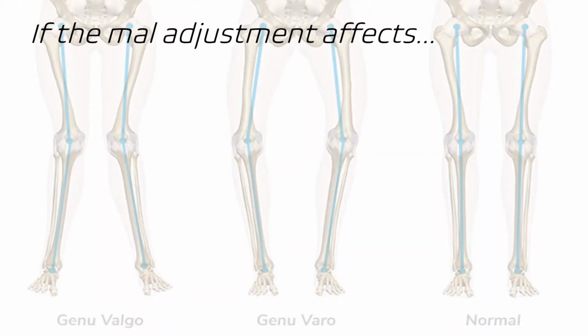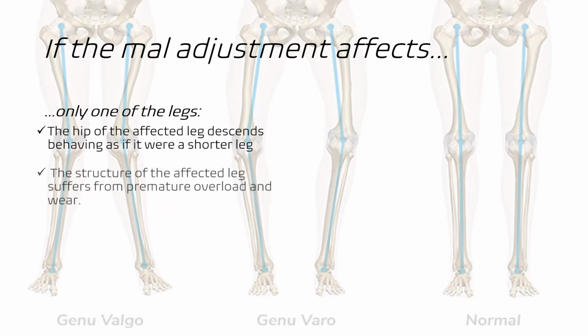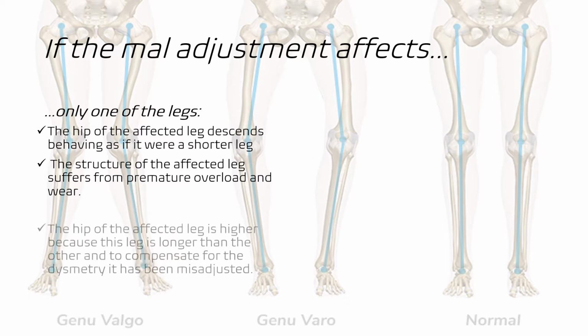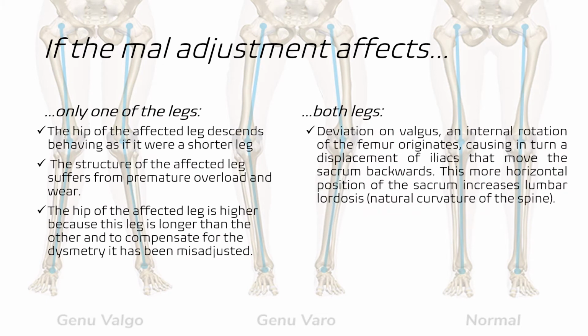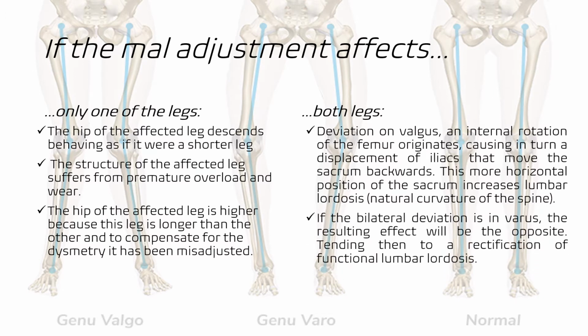If the maladjustment affects only one of the legs, the hip of the affected leg descends, behaving as if it were a shorter leg. The two hips are the same height, but as we mentioned, the structure of the affected leg suffers from premature overload and wear. If the maladjustment affects both legs, if the deviation is in valgus, this creates a more horizontal position of the sacrum that increases the lumbar lordosis. But if the bilateral deviation is in varus, this tends to the opposite.